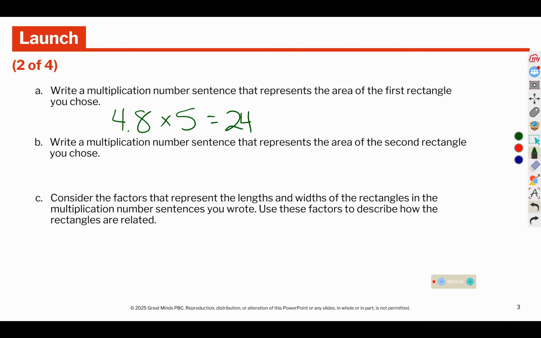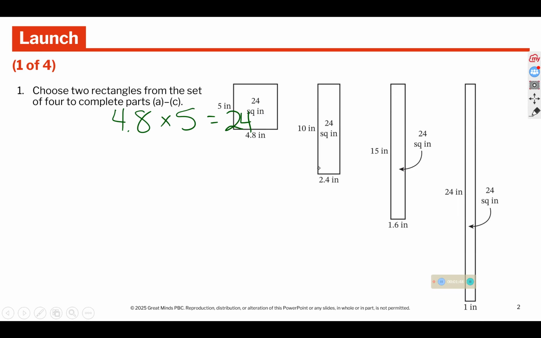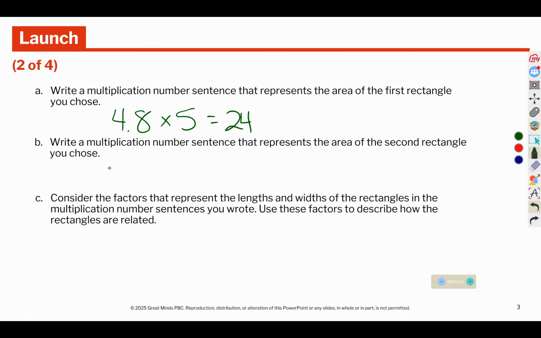B says to write the sentence for the second rectangle you chose, which is 2.4 times 10 equals 24. C, consider the factors that represent the lengths and widths of the rectangles in the multiplication number sentences you wrote. Use these factors to describe how the rectangles are related.